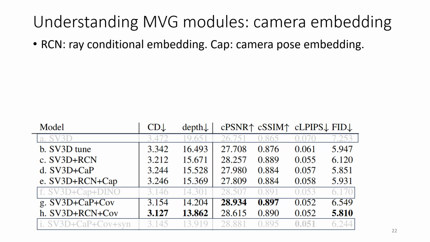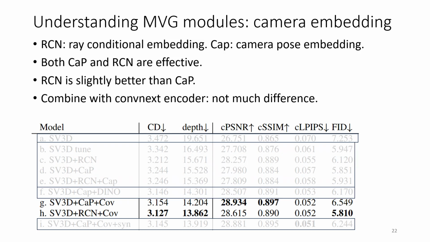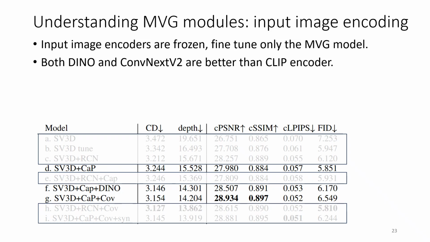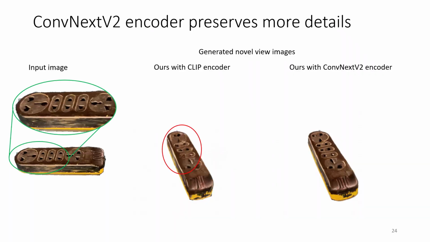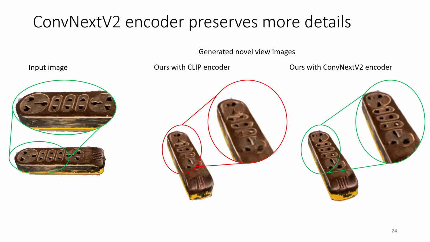We find that both RCN and CAPE help improve consistency, and RCN is slightly better than CAPE. However, when combining with a convolution encoder, the difference is very small. For input image encoding, we find that both Dino and ConvNext are better than the CLIP feature encoder. Here, we show one example. CLIP encodes image as a global feature vector, leading to blurry structure. In contrast, ConvNext encodes images as feature grid, preserving more fine-grained details.